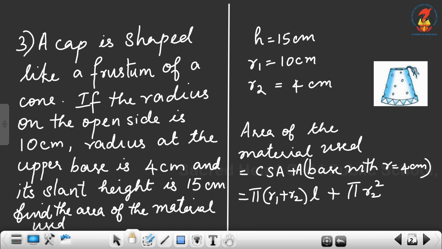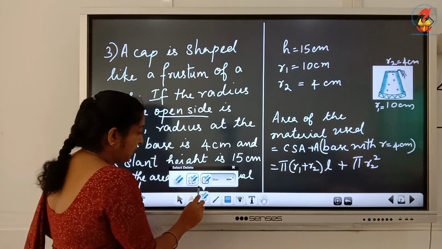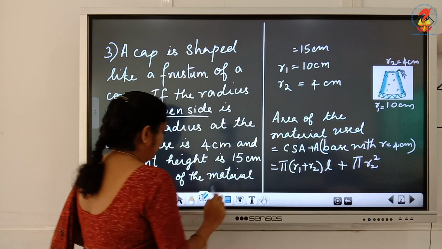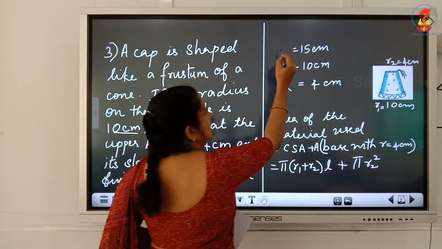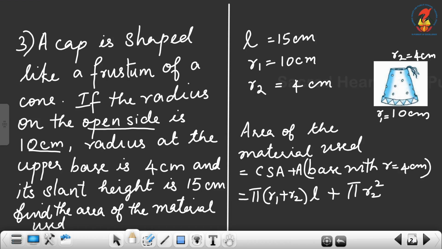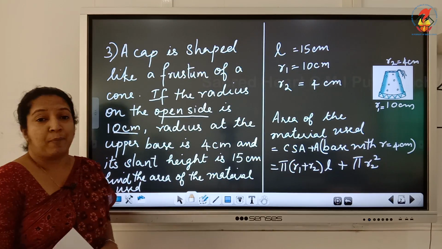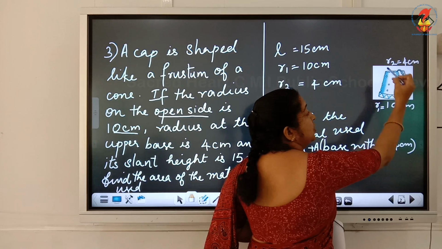What is given? Radius of the open side is 10 centimeter. That means here 10 centimeter is the radius, R1, and radius at the upper base is 4 centimeter. This R2 I have taken as 4 centimeter, and the slant height L is given as 15 centimeter. Actually it is a cap, so this part is closed and this part is open.